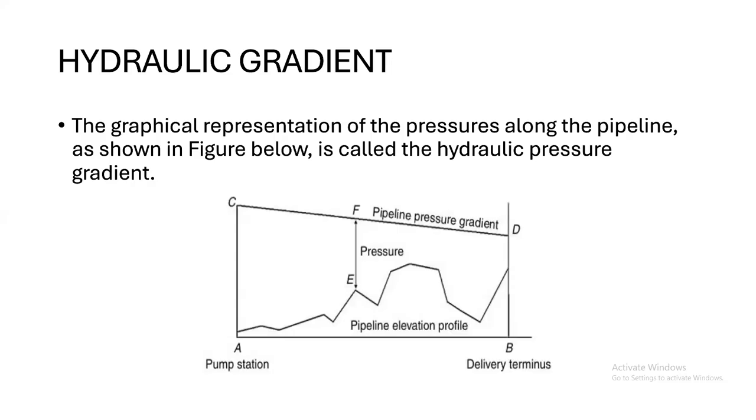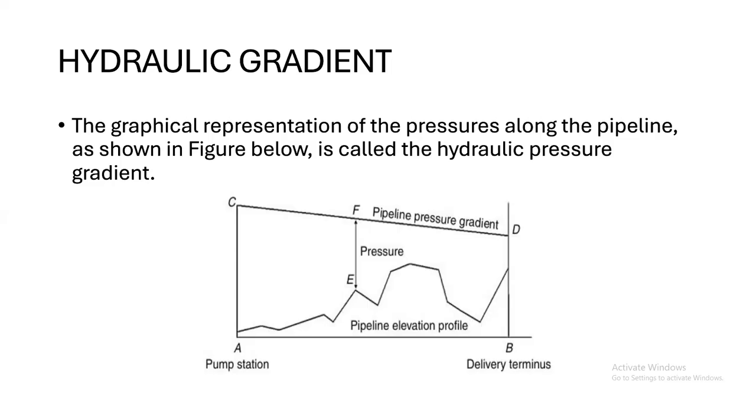Hydraulic gradient. The graphical representation of pressures along the pipeline, as shown in the figure below, is called the hydraulic pressure gradient, which means this is the pipe profile, the elevation, starting from 0. So your pipe profile goes like this. Let's say there's a mountain here, or I don't know what it is, then your pipe profile is to follow it, go up. You don't want to dig through that mountain or whatever it is. Here there's a valve there, therefore it will follow that valve, right?